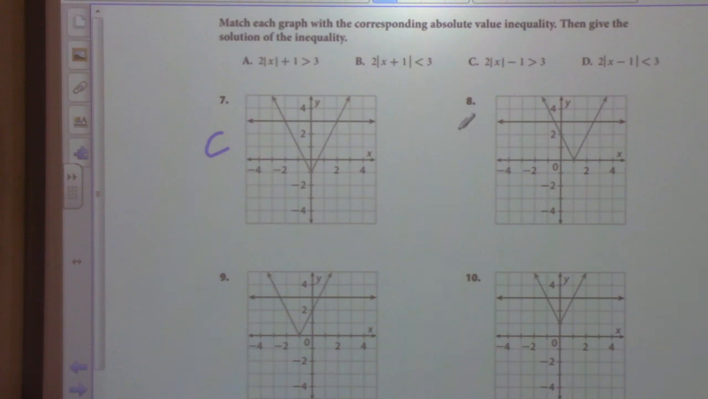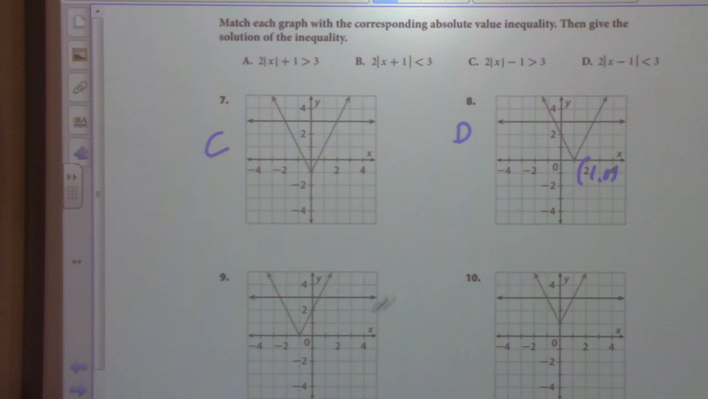So 8 is D. Connor says 8 is D. Let's check that out. So we have our vertex at -1, comma 0. Is that right? Yeah. -1 comma 0. Or 1, comma 0. Yeah, 1, comma 0, right? 1, comma 0, because that's x minus h. So that's exactly right. Okay, good call. Okay, what else?